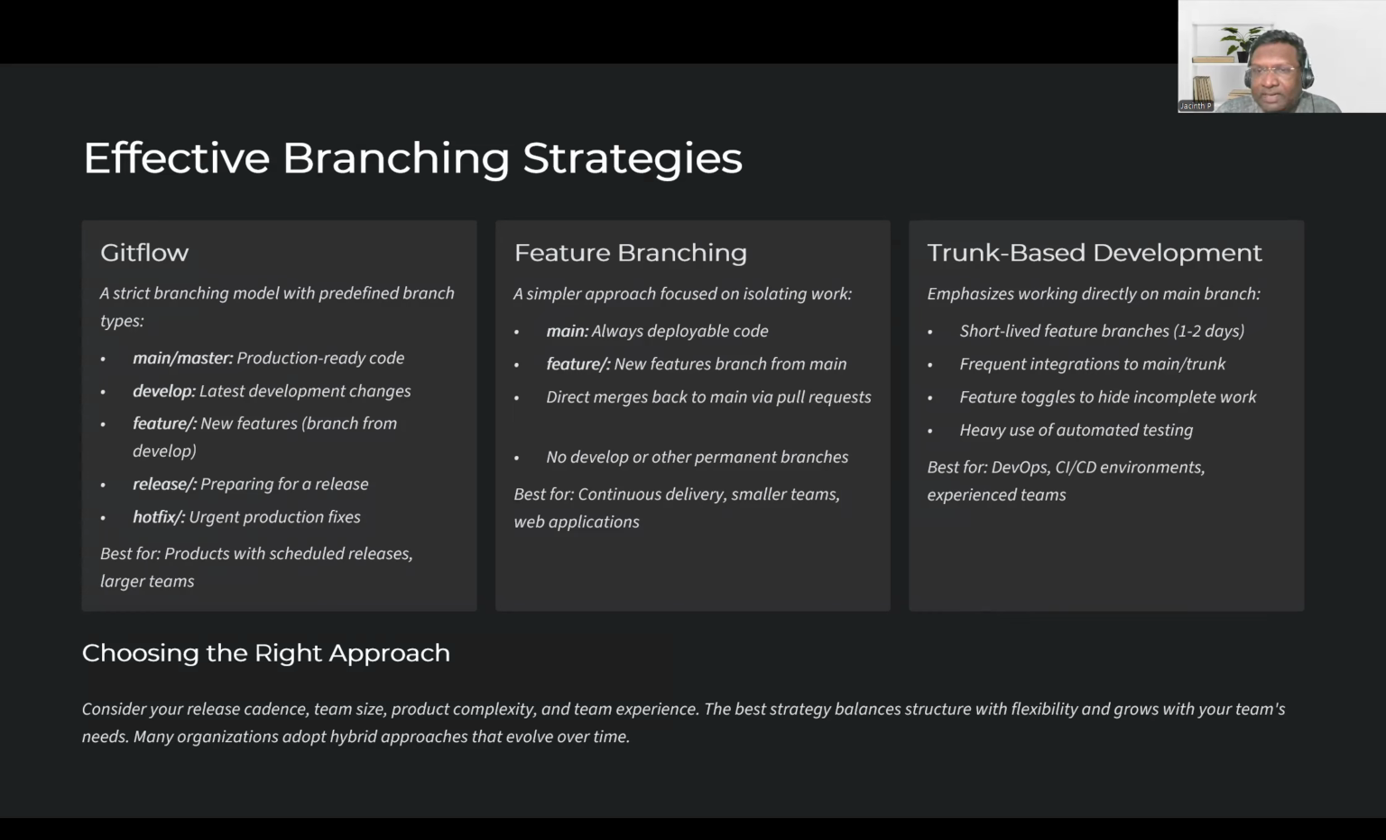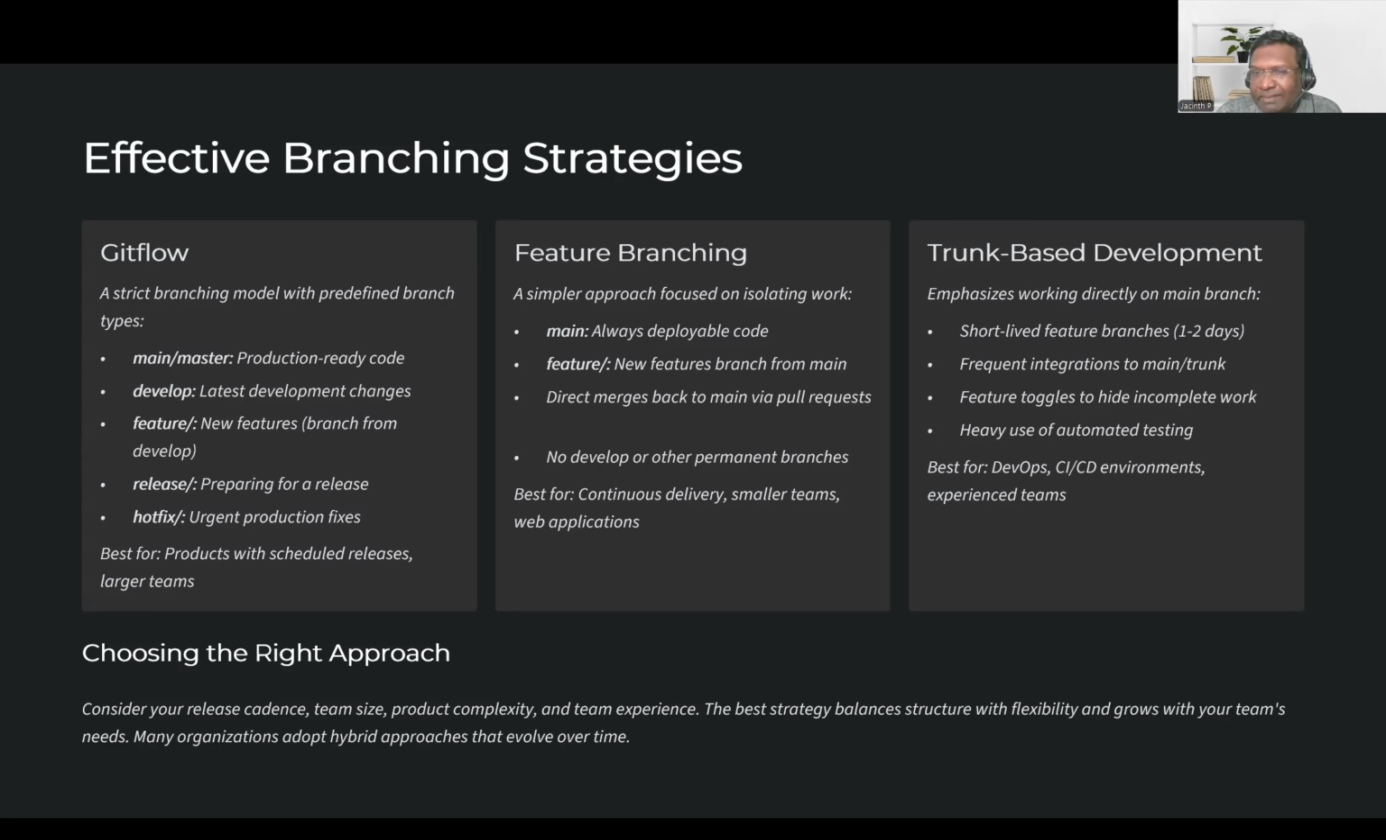Feature branching, which is simpler. Developers create feature branches from the main branch and merge them back when they are ready. Trunk-based development. This is where developers work directly on the main branch, with very short-lived branches.